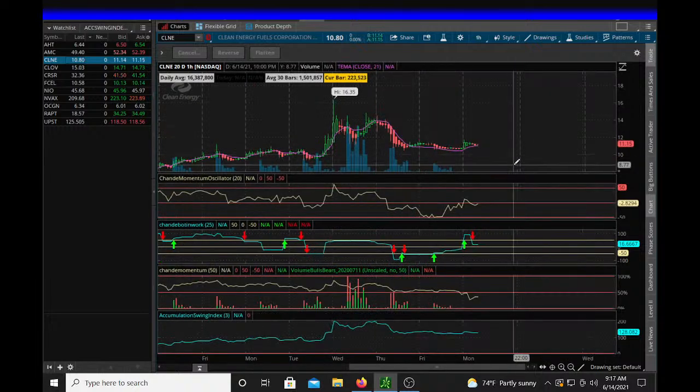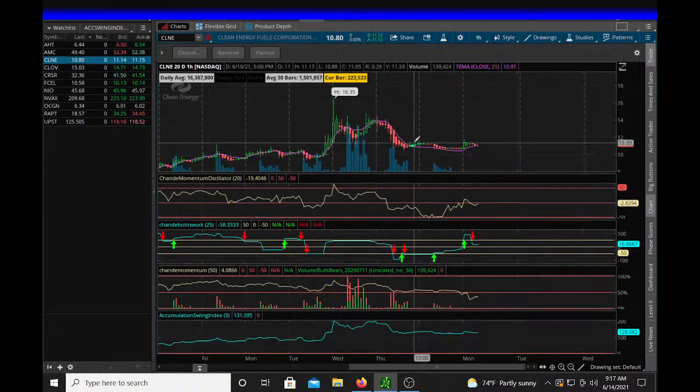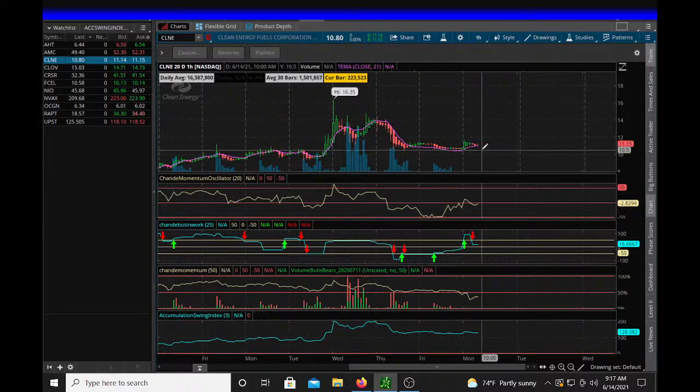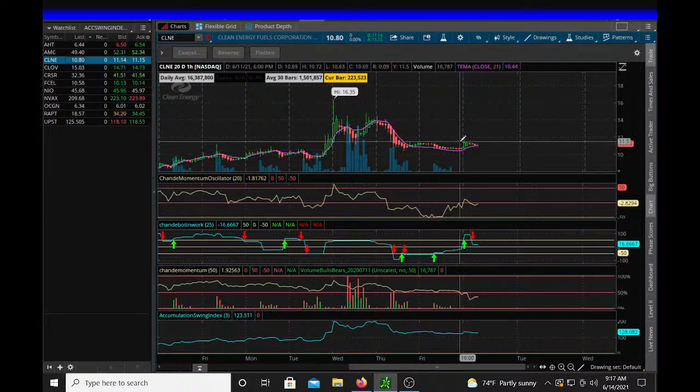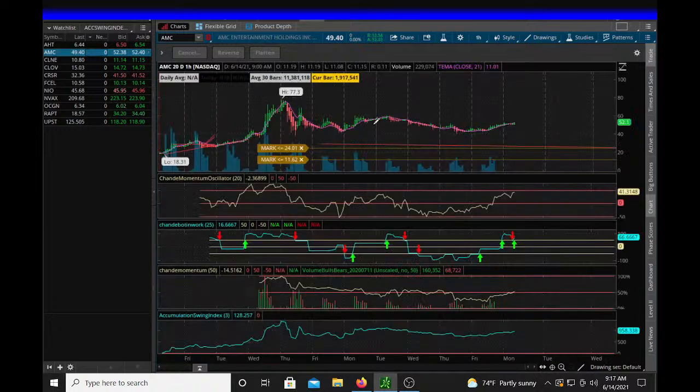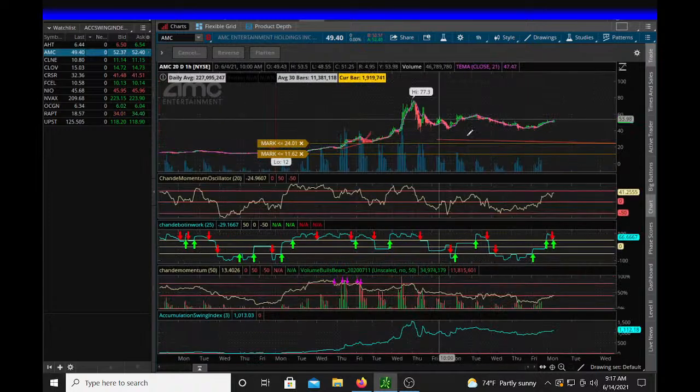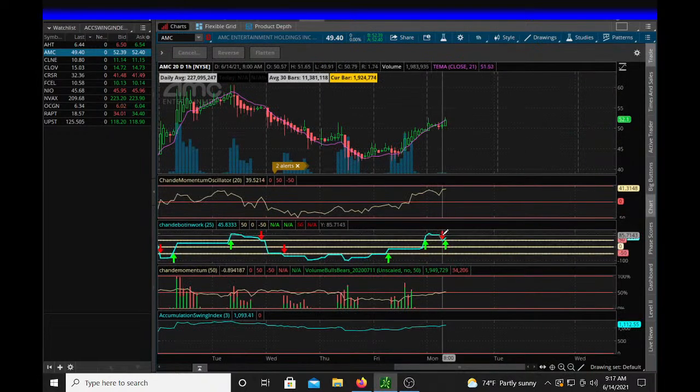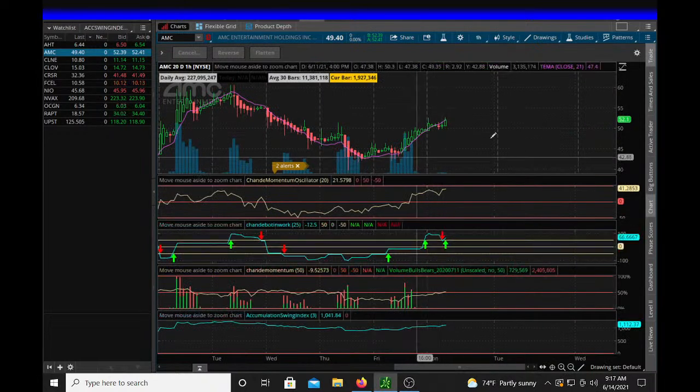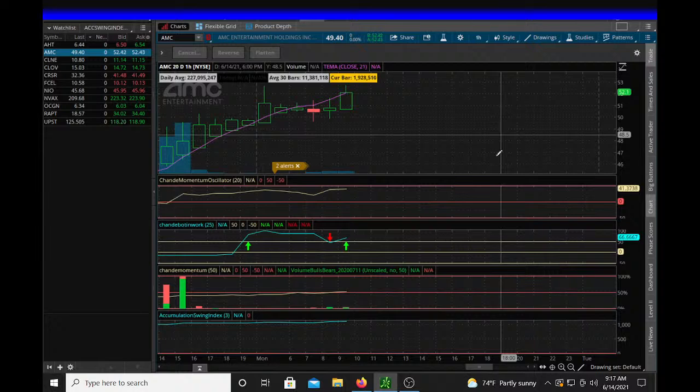Clean looks like it's doing some condensing here, some consolidating. Seems like it's kind of trapped in a range there. We've got AMC on our swing index list. And since we've got these two arrows very close together, we can keep looking for a good signal there.